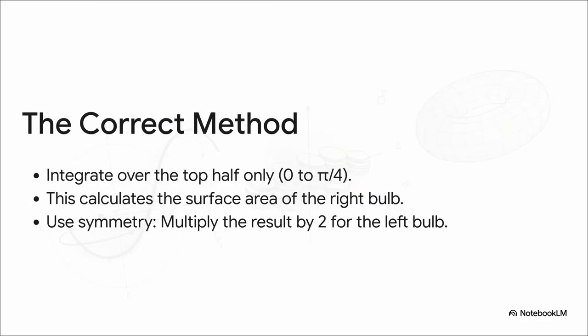So how do we do it the right way? It's simple. First, you only integrate over the top half of that right loop. That means your bounds are just from 0 to pi over 4. Second, doing that correctly calculates the entire surface area of that right side bulb. And third, if you happen to need the surface area of both bulbs, well, the shape is symmetrical, so just take your answer and multiply it by 2. That's how you sidestep the trap completely.